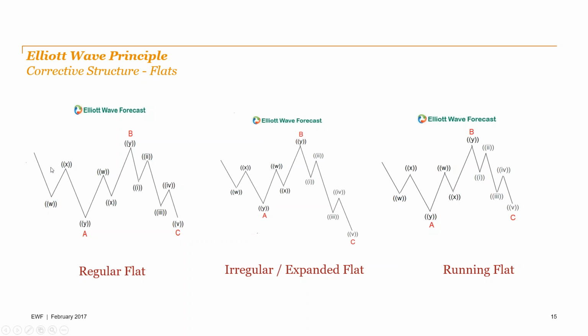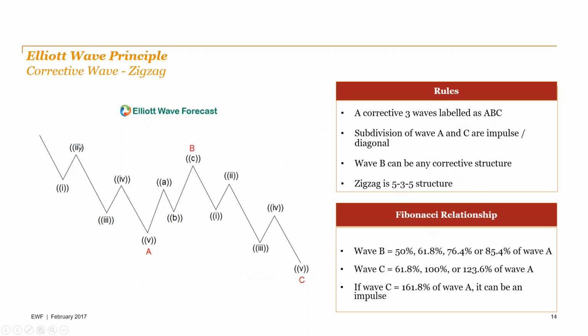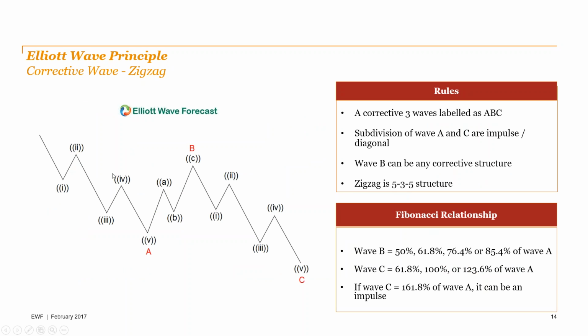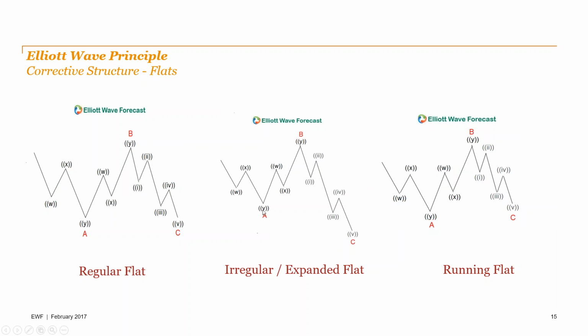Think about a flat as a sideways move, right? Unlike a zigzag, which is a clear ABC, lower low, you can see how messy a flat is. You see here, it breaks above the beginning of wave A in wave B, and then wave C breaks below the wave A, right? But it is also labeled as ABC. The difference is the subdivision of wave A in the flat is in 3 waves. In a zigzag, it is 5, 5, 3, 5. But a flat is 3, 3, 5. Okay, so 3 different types of flats here.